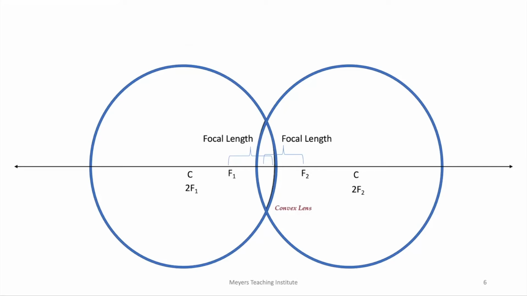However, the optical center is the point inside the lens through which all light rays pass without changing their path. It exists right in the middle of the lens. It is right inside, not demarcated right now. We will see the demarcation in the ray diagrams to come.